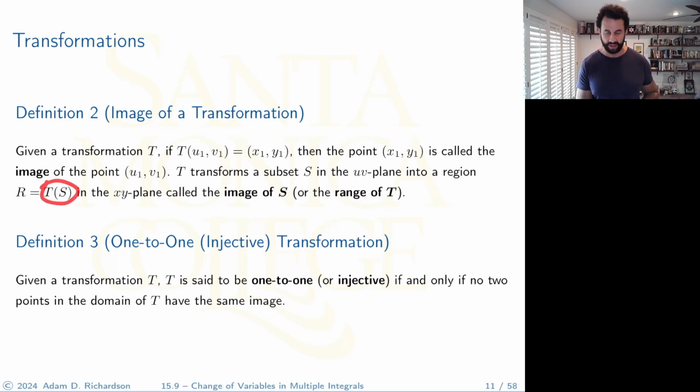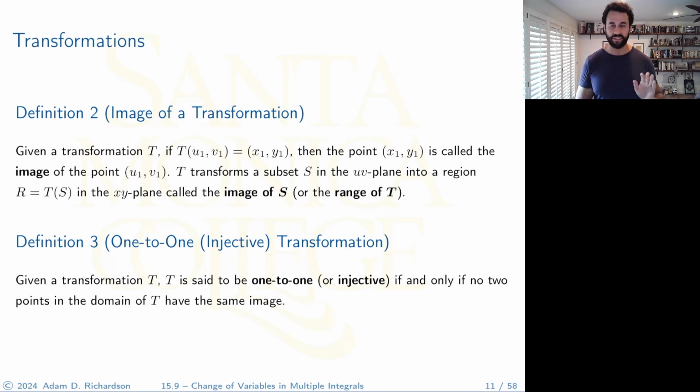So T of capital S, that is the image of the region S that we started with. I've got some figures in just a moment here, but that's really what it is. T of S is the image of S. In this case, it's actually equivalent to the range. This is the range of T. All right, so R is the range of T. And you're taking this region and you're mapping it to this region under this transformation. Okay, very, very general idea.